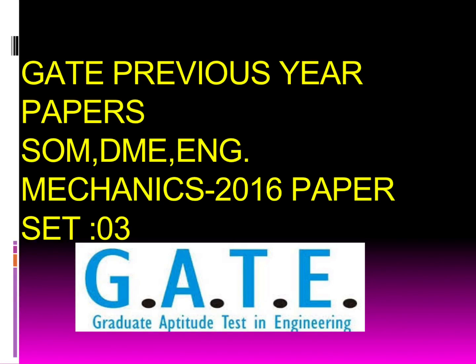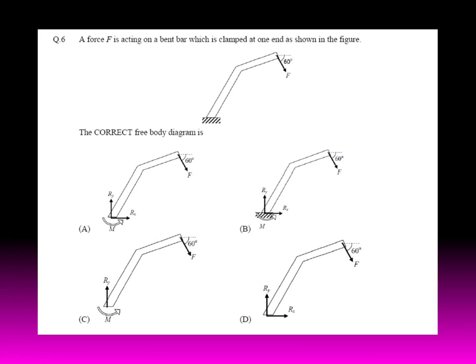In this video I will cover GATE previous year paper 2016 paper set 03: strength of material, design of machine elements and engineering mechanics part. Up to question number 25 all are 1 mark questions, then 26 to 55 all are 2 marks questions.